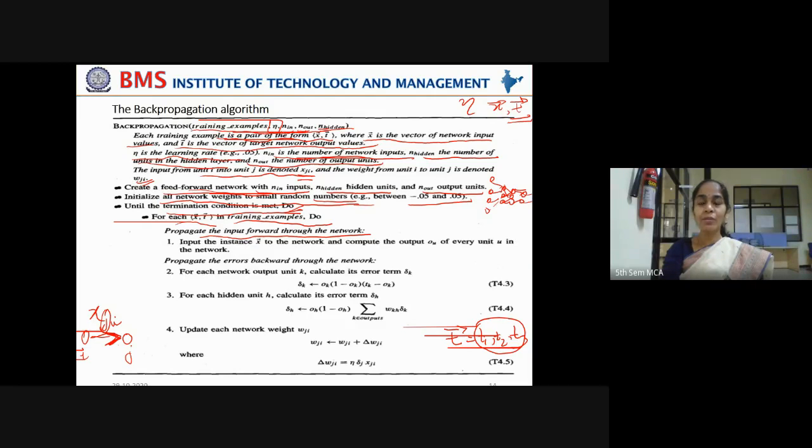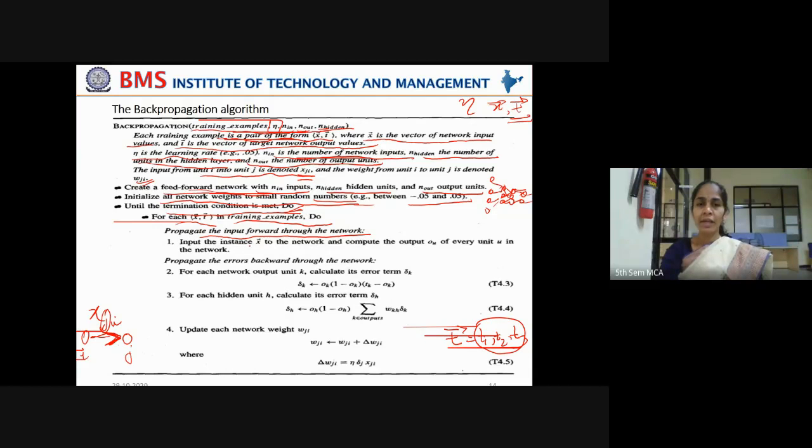Luckily, not too much mathematics is involved in this. Just focus on what steps we are taking to proceed. Initially, for each of the training examples, what you have to do? Propagate the input, meaning all the attribute values, forward through the network to the next layer, the next hidden layer, which has lots of neurons.